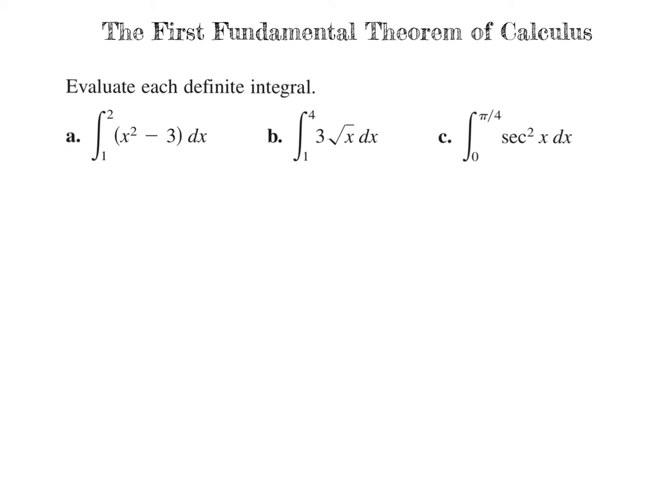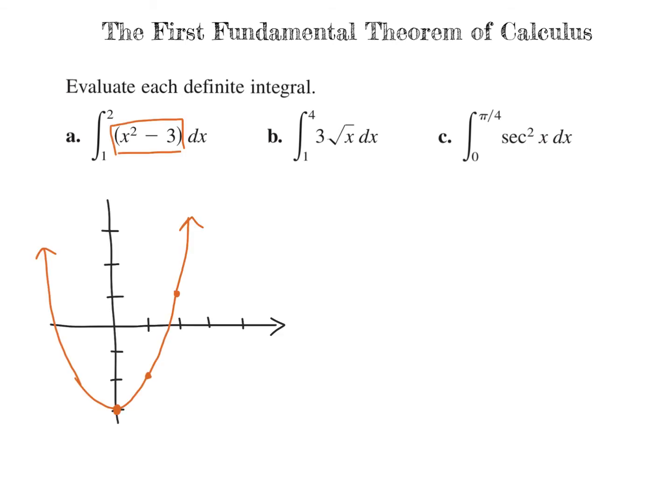Let's evaluate 3 definite integrals using this first fundamental theorem of calculus. We will also explore why certain answers are negative while others are positive by looking at them visually. In part A, we want to find the value of the definite integral from 1 to 2 of x squared minus 3 dx. Now I have sketched x squared minus 3. It is simply the parent parabola x squared shifted down 3 units, so its vertex is at (0, -3).